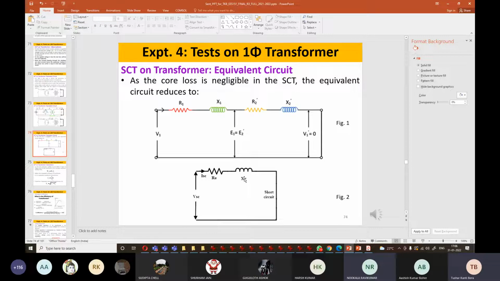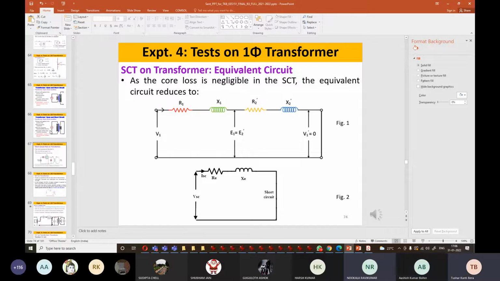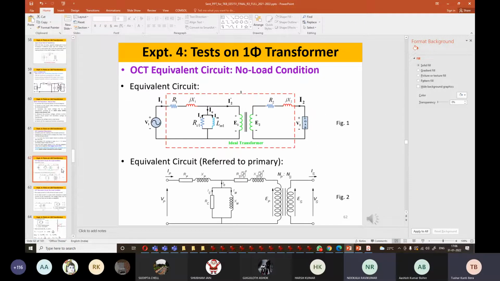So now Boris sir, we can play the video. Yes, sir. So open circuit one also, because they have performed. So in the same way, okay, so equivalent circuit. Okay, I will do that.